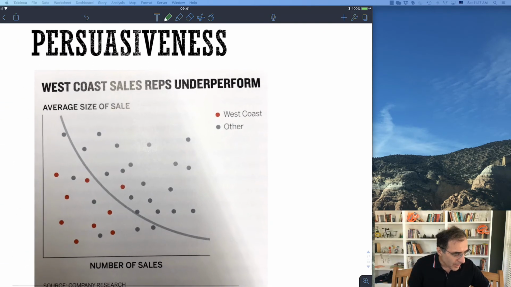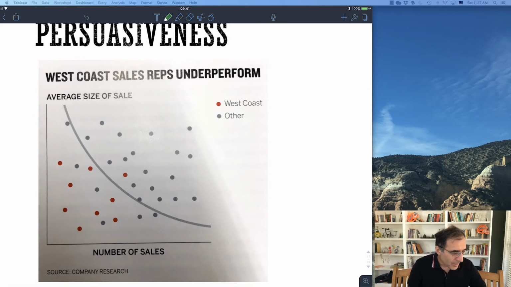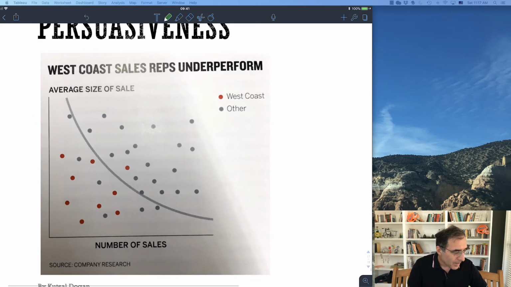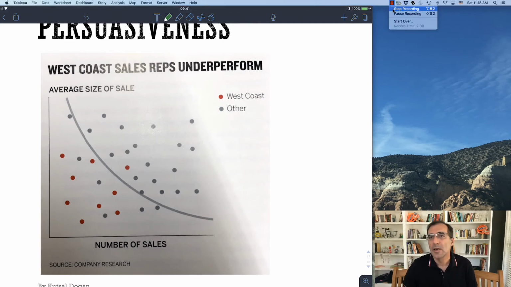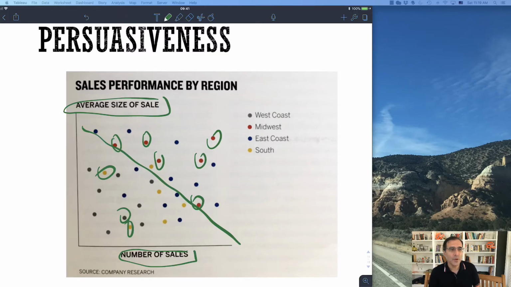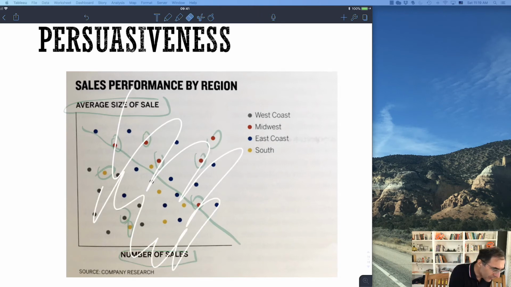Take your story and then hone it. But is this really your story? Is this what you want to focus on, that the Midwest is doing very well? That may not be your story. Your story may be totally different.